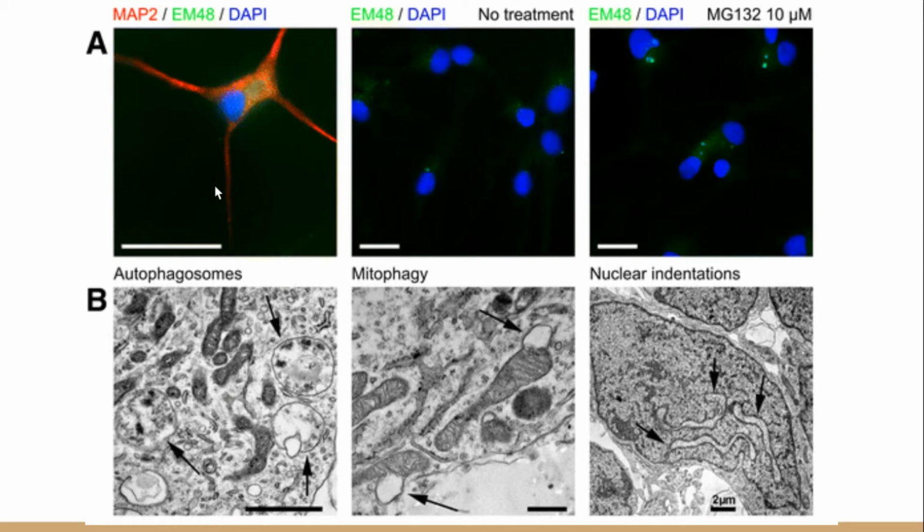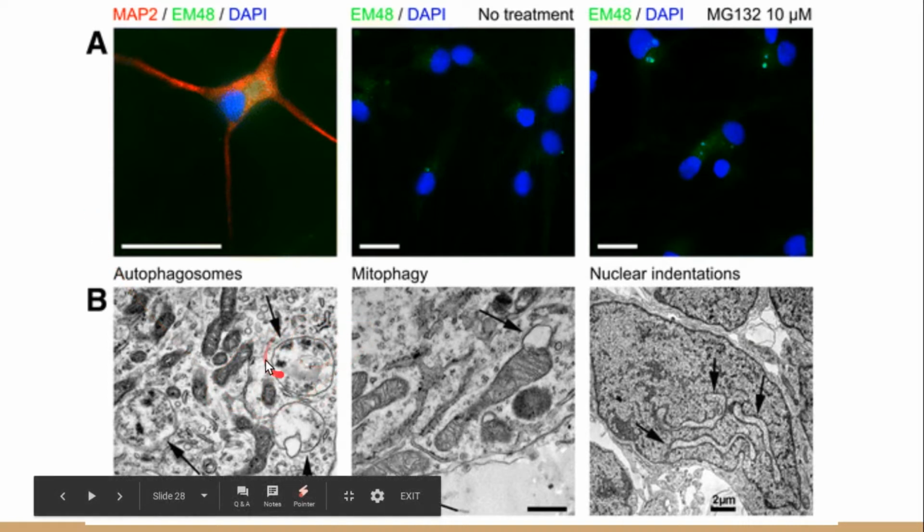Quote, TEM, transmission electron microscopy analysis, revealed larger numbers of lysosomes and autophagosomes, increased evidence of mitophagy, and a significantly enhanced occurrence of nuclear envelope indentations in HD versus wild-type neurons, affecting 85% versus 58% of the respective cell population. So they found increased autophagosomes. Over here on the left, we can see increased autophagosomes. They saw increased mitophagy. This is a beautiful image of mitophagy in action.